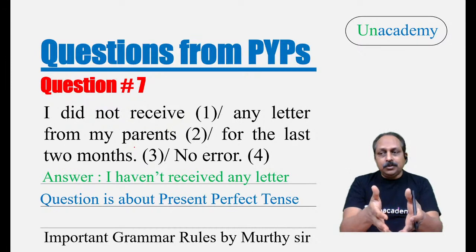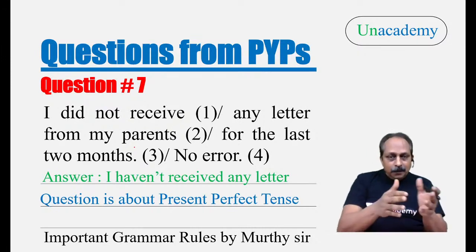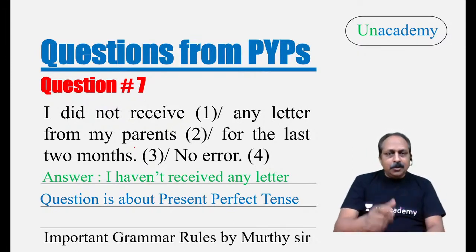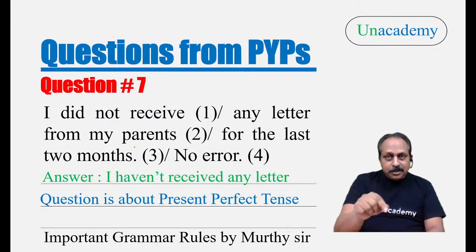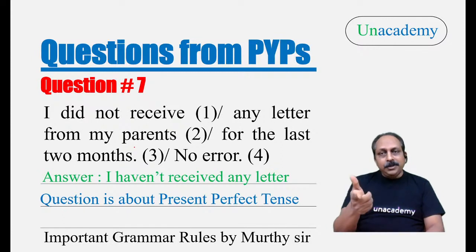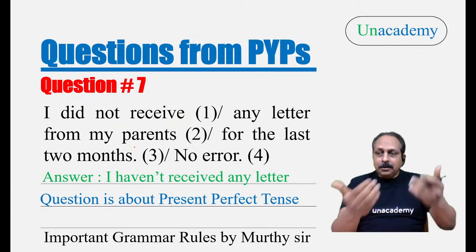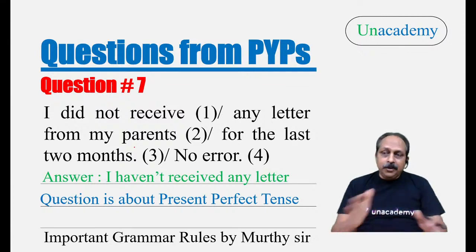That is a clue for you, and you can save your time. If I have to read this sentence, "I did not receive any letter from my parents for the last 2 months." The moment I see "for the last 2 months," I know for sure it is not past, it should be in present perfect. And there's no ambiguity. I will say there's an error in the first part. With immense confidence, I'll go to the next question. No ambiguity whatsoever.